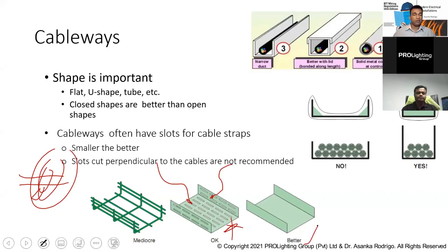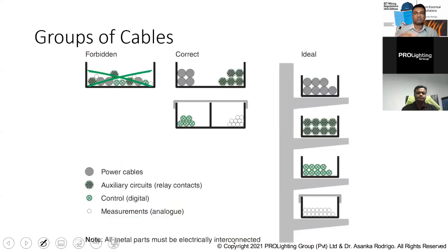So because of that, the best way is to have a fully covered cable, but there will be a problem with heat dissipation, so you have to make a certain compromise. When you are selecting, rather than going with this type of arrangement, it is better to go with slotted trays, but you have to make sure the slots are parallel to the cable path. Sorry, not perpendicular like that. If the cables are running this way, the slots should be parallel to the cable path, but not perpendicular.